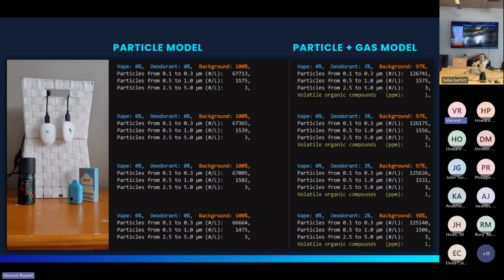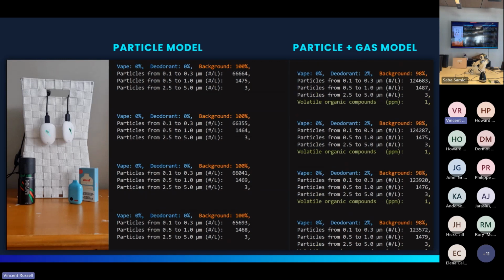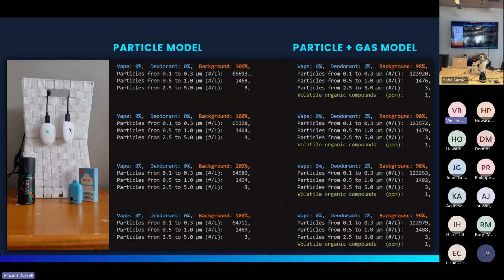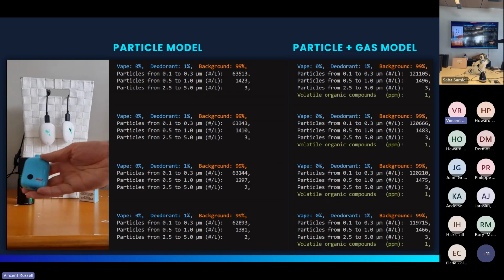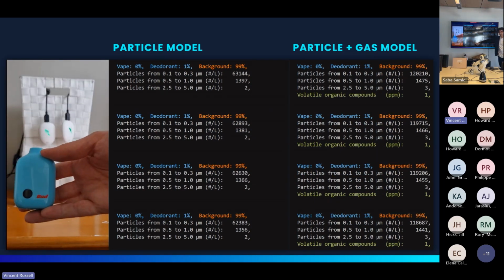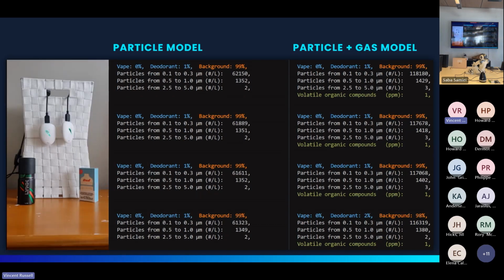So this is two different models. They're identical models, except the one on the left can only see particles, and the one on the right also sees particles and gas, so it has a volatile organic compound sensor. The model outputs three categories: vape, deodorant, or background. Right now, both models are outputting background at 99%, so that's what the model is predicting.